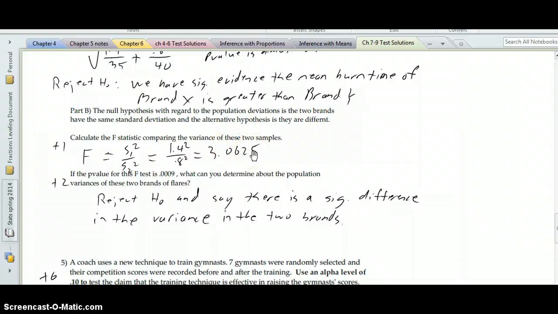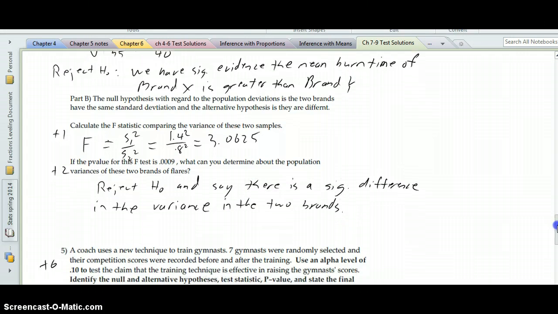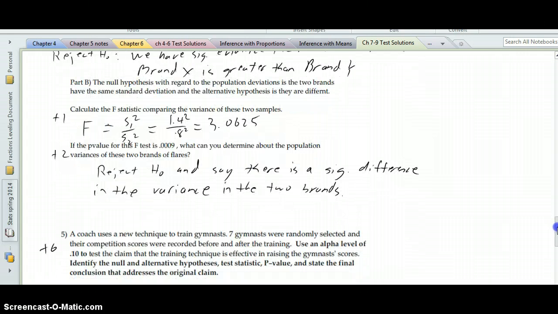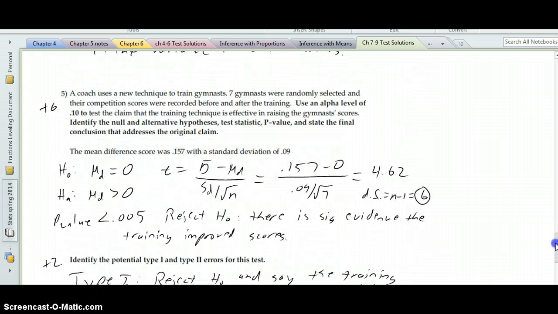And if we looked that up on our F calculator in StatCrunch, it would give us a p-value of 0.0009, very small, which means we would reject the null and say there is a significant difference in the variation of the two brands, or deviation in the two. I accepted either of those languages. So you've got to mention that you're analyzing the variances or deviations.